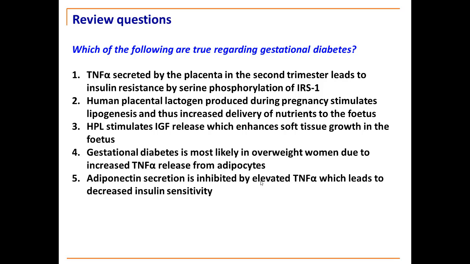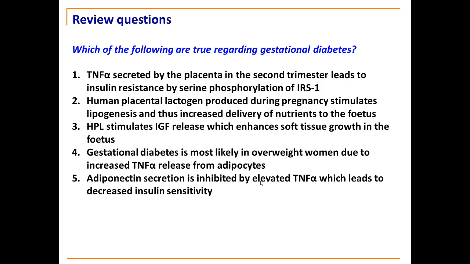Okay, a couple of questions for you. Which of the following are true regarding gestational diabetes? Press pause and have a little bit of a think. Tumor necrosis factor secreted by the placenta in the second trimester leads to insulin resistance because it serine phosphorylates IRS1. That is correct. It's secreted primarily in the second and third trimesters.